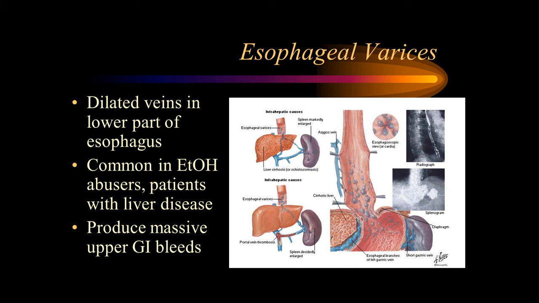So upper GI would be stomach and above. Lower GI would be below there. So lower GI bleeds usually produce the dark tarry stools. Upper GI produces bloody vomit and coffee grounds.